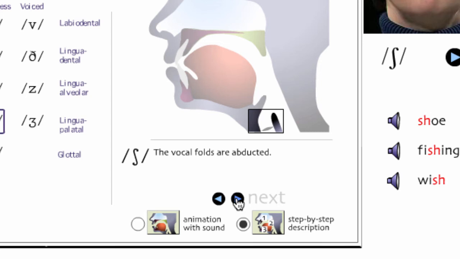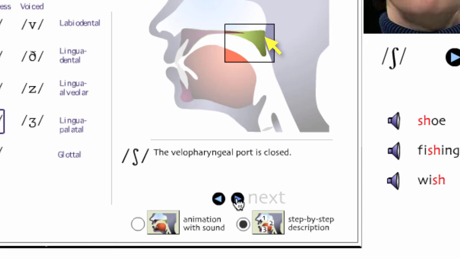That means that they are still. And finally, the velopharyngeal port is closed. When that part opens is when you have a nasal sound. This is why this sound is not considered nasal, because that part, that organ there, directs the air across the vocal tract and away from the nasal tract that you see on the upper place of the diagram.